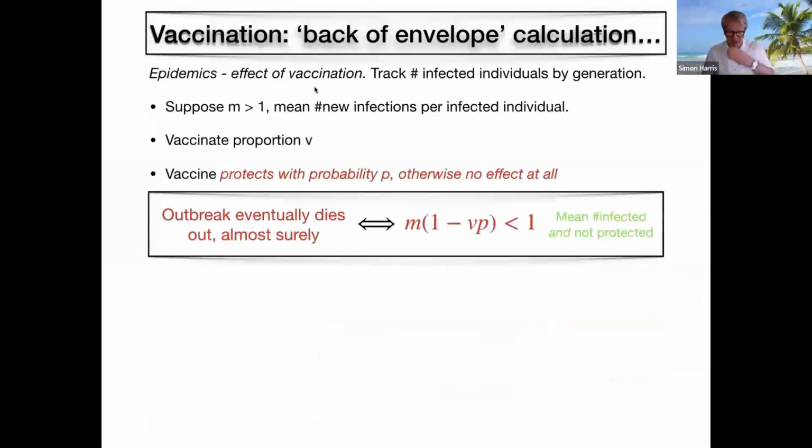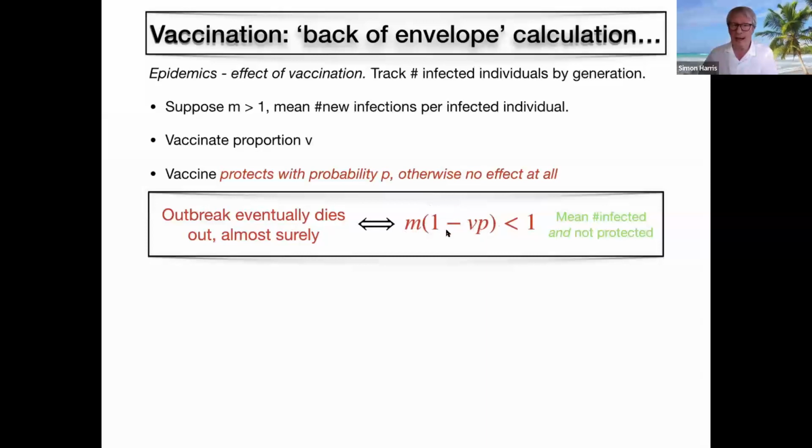You could do the same if you wanted a slightly more sophisticated model. You say, well, okay, you vaccinate proportion V, but maybe it's not 100% protection. Maybe it only protects with probability P. If it's only 90% effective, 10% of people can still get ill, but otherwise no effect at all. So in that case, the proportion of protected people is, well, you've got to be vaccinated and be lucky that it works. So it's V times P that are protected, and the proportion that are not protected is 1 minus VP.